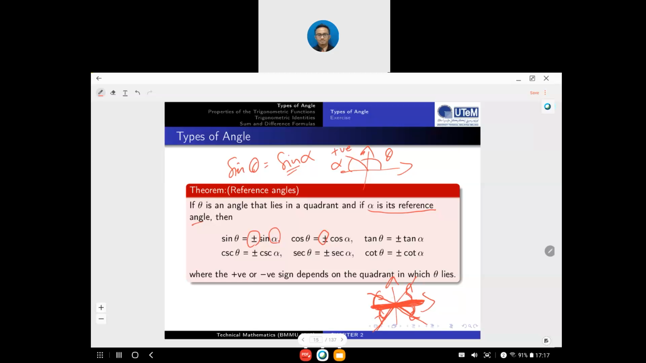Okay. So how to get it? It is depend on the alpha places at which quadrant. Okay, because certain quadrants it is belongs to the negative value. Certain quadrant is belong to the positive value. Okay, it is depend for yang ni, dengan ni. Okay, boleh? Any problem? Okay. Any problem, class?